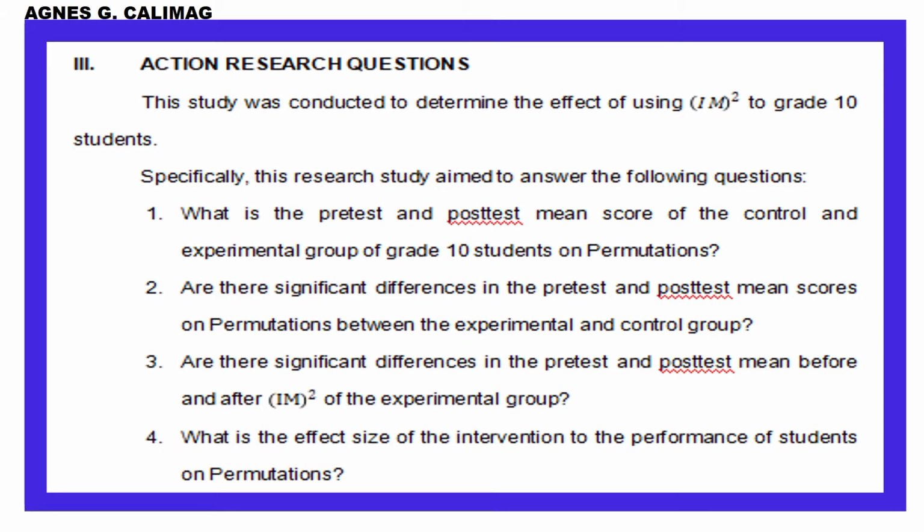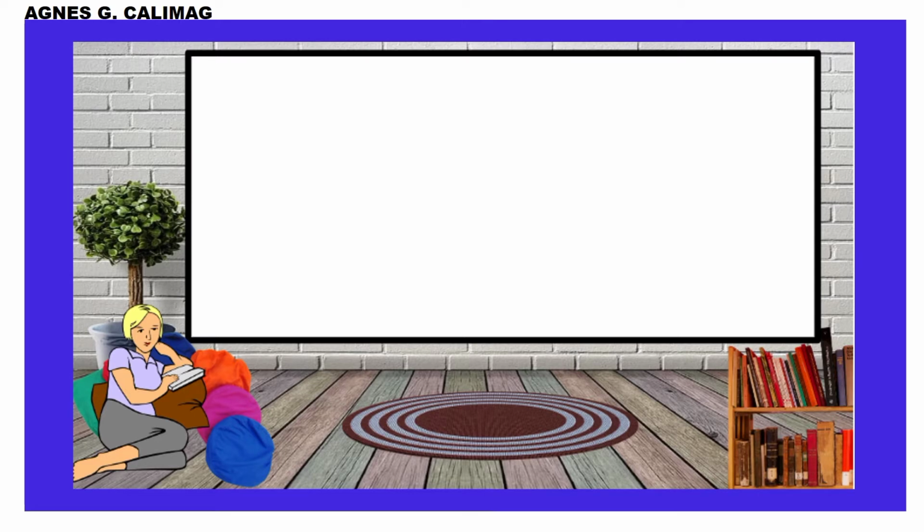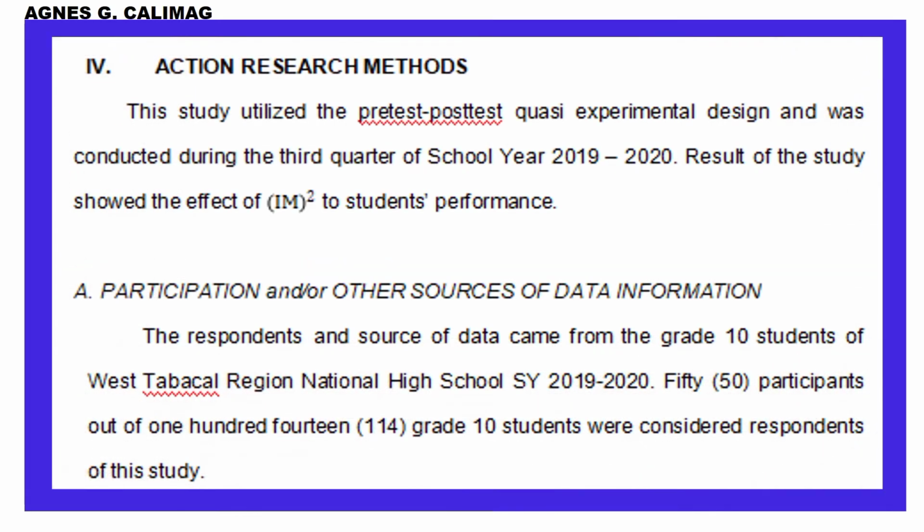So, as you can see, action research questions have 2 parts, the general question and the specific questions. So, yung specific questions, yung 4 na po. Yung 4 na yan, which will be eventually answered pagkatapos nitong research na to. Okay.